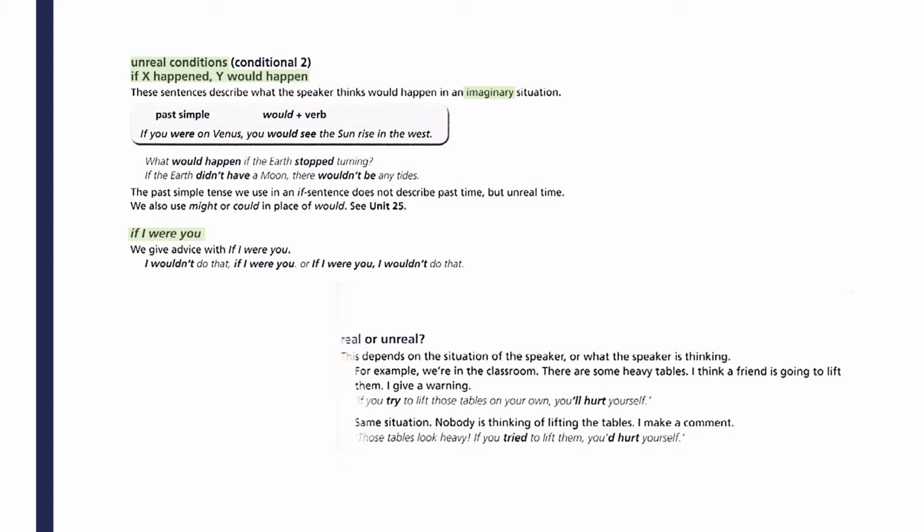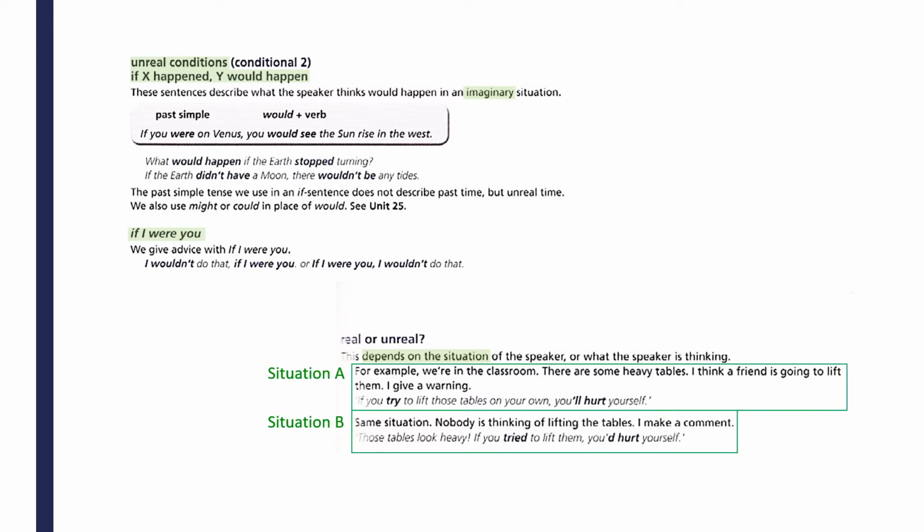Now, after looking at the different conditional sentences, it could be confusing to try and figure out what we mean by real conditions and unreal conditions. The fact is, it depends on the situation of the speaker and what he or she is trying to say. In the end, we are all just trying to express ourselves with language. Let's look at these two situations.